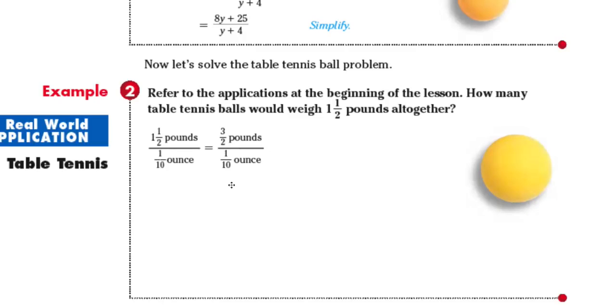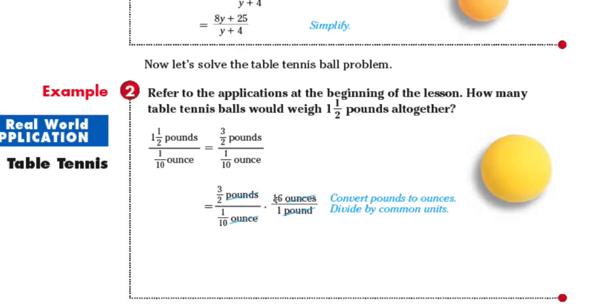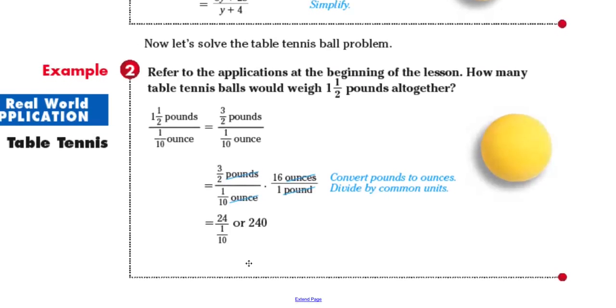From there we convert pounds to ounces and divide by the common units. We convert pounds to ounces, which is 16 ounces per pound, and using dimensional analysis we now get this. The ounces and pounds units have been cancelled. So we converted pounds to ounces, and we now have 24 all over 1 over 10, or 240.